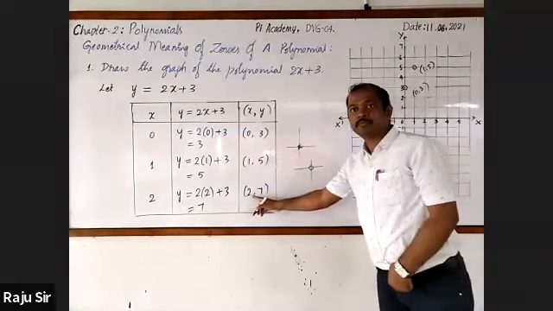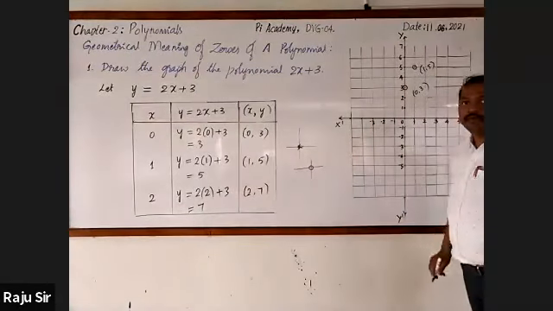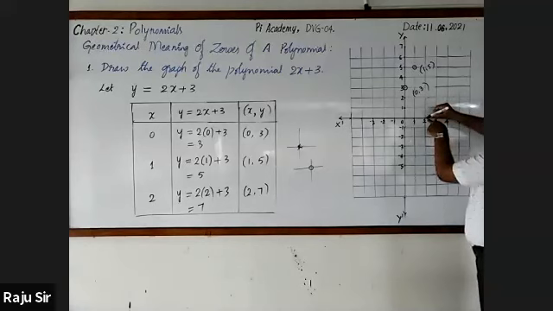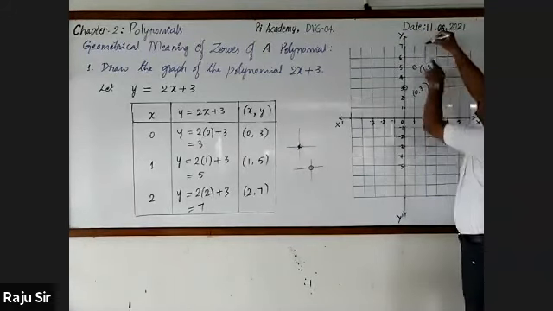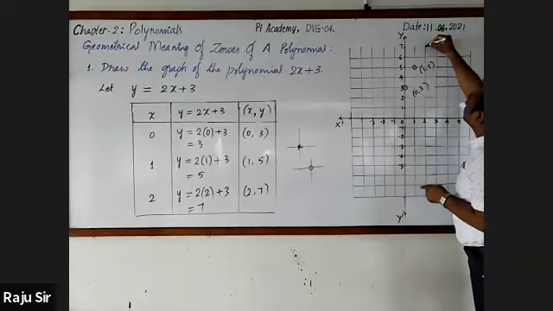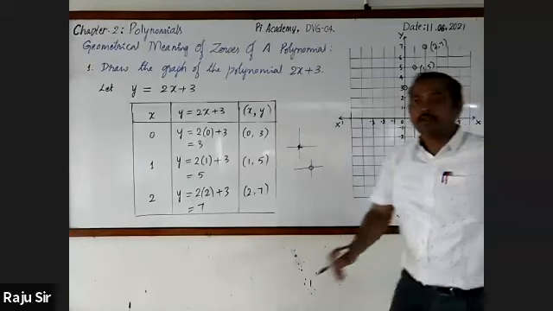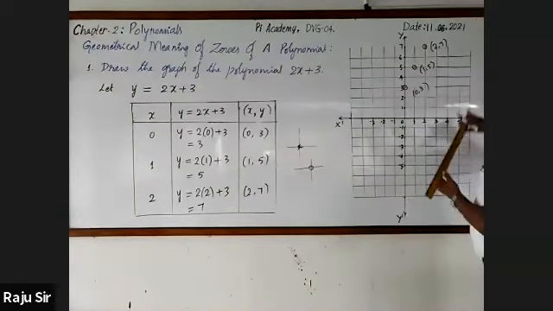Similarly, 2, 7. When x is plus 2, y is 7. Y is 7 is here. See, both will intersect at this point. Right, it is 2, 7. Now go for joining all the three points.